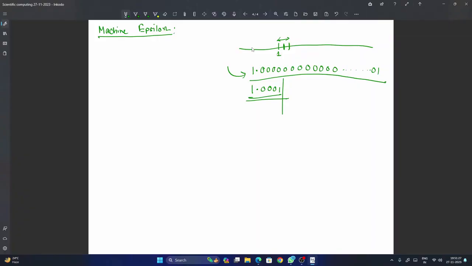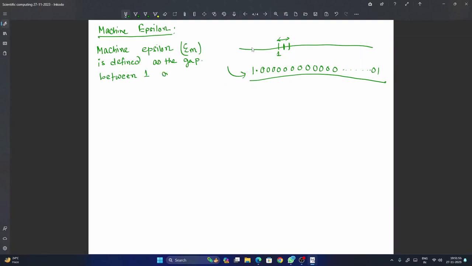So if we formally define the machine epsilon, what is the machine epsilon? Machine epsilon, which is denoted by epsilon m, is defined as the gap between 1 and the next bigger number.